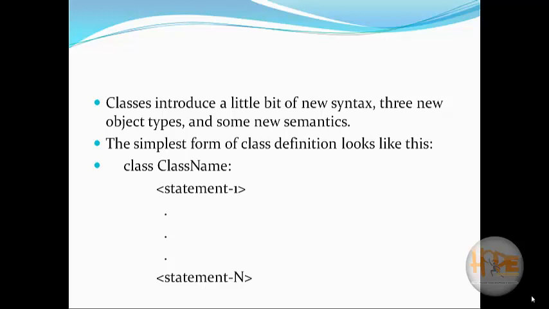When a class definition is entered, a new namespace is created and used as the local scope. Thus, all assignments to local variables go into this new namespace. When a class definition is left, normally a class object is created. This is basically a wrapper around the contents of the namespace created by the class definition.